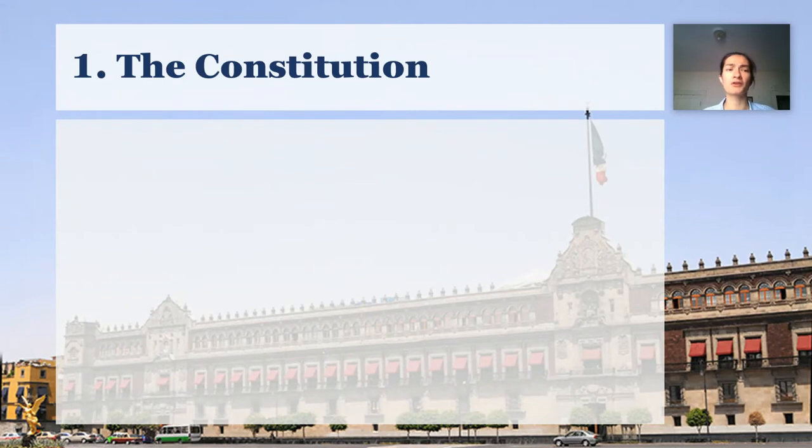So let's start with Mexico's constitution, which is so significant in the political imaginary of the country that apparently in a lot of cities and towns and villages in Mexico, there are streets named not only after the constitution itself, but also after specific articles of the constitution that are viewed as particularly significant. Mexico's current constitution was ratified first in 1917. That marks the conclusion of the Mexican Revolution.